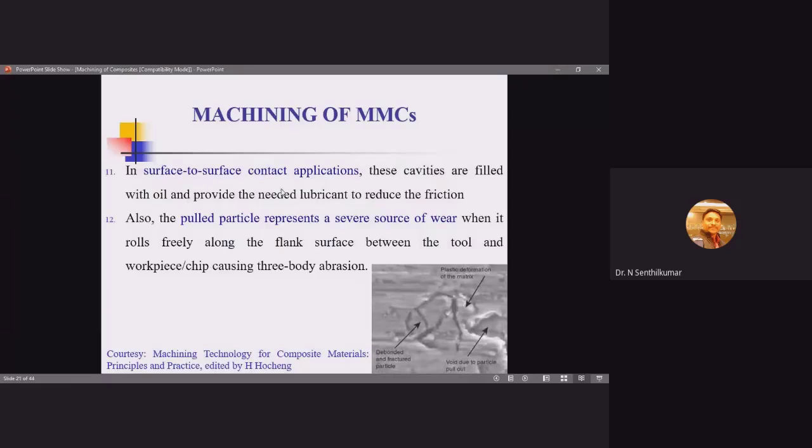But these cavities will also assist in some cases, in surface-to-surface contact applications like a brake drum, where the oils will go and get locked into the cavities. The cavities will be filled with oils, which produce the necessary lubrication. So in the same image you can see there is a particle pull-out, and this is a fractured particulate. So this is particle pull-out and this is a fractured particulate.